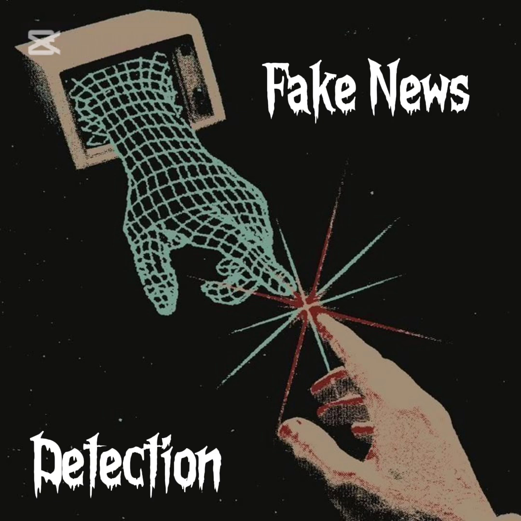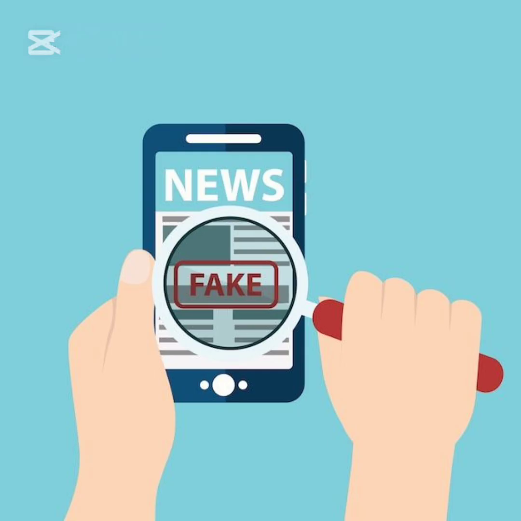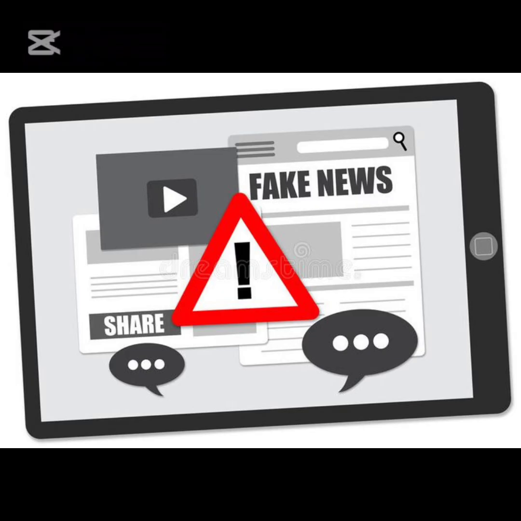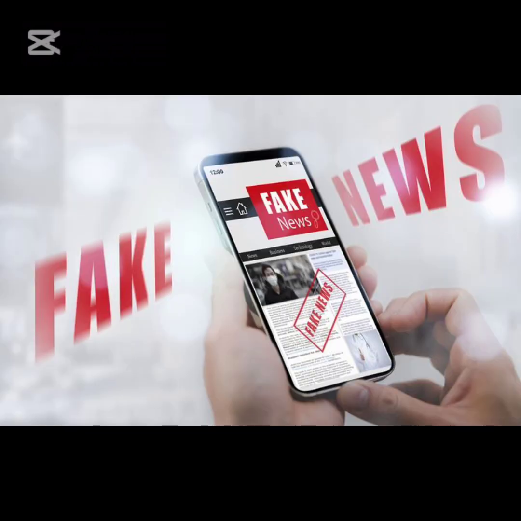In this video, I'll explain my project on fake news detection using deep learning, a system that automatically identifies whether a news article is real or fake based on its content. The goal is to reduce misinformation online by using artificial intelligence, specifically a deep learning model called Albert, which I implemented in Python.